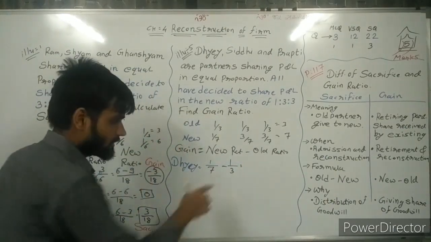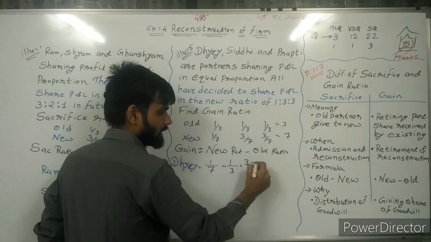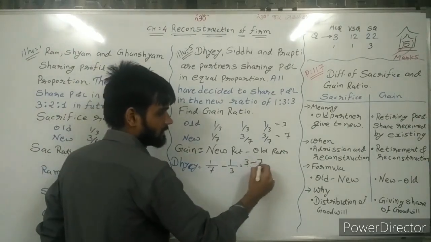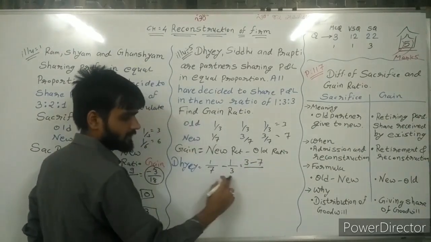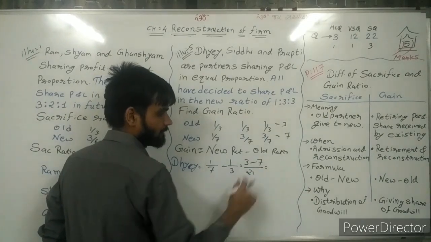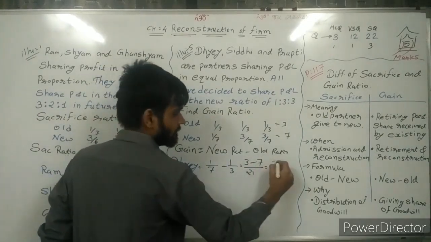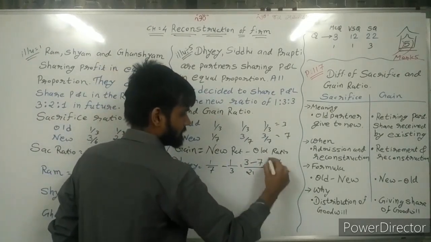Now cross multiplication. 3 ones are 3, 7 ones are 7, divide by 7 threes are 21. 3 minus 7, minus 4 by 21.